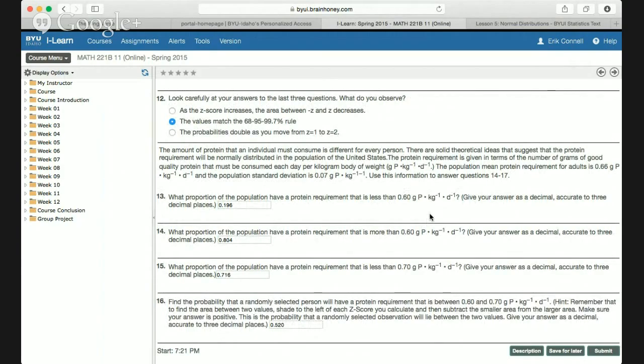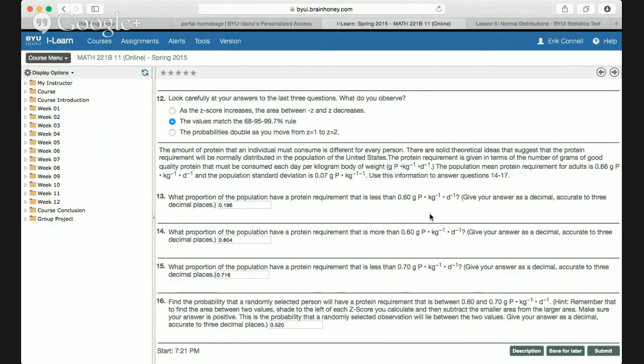Yeah. So this is the one where you have to start using the equation. And so all you do is plug in your data points and get your z. So it wants to know about 0.6 grams, right? Yep. And the mean is 0.66 and the standard deviation is 0.07. And so that's your x, your mu, and your standard deviation.